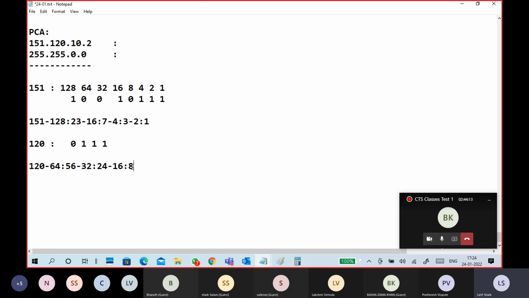Now you got 8 here. So obviously for 8, you have to put a 1. Now 8 minus 8, you get obviously 0. Nothing to do. All the remaining are zeros only. 4, 2, 1 all become zeros only. So this is the 120 equivalent.